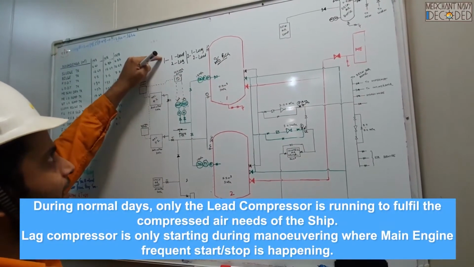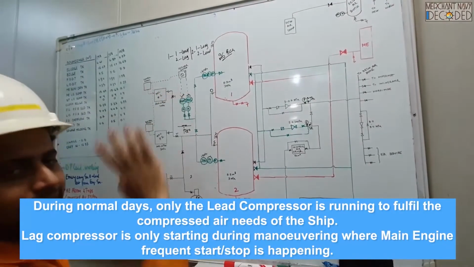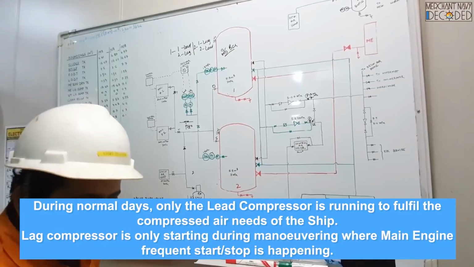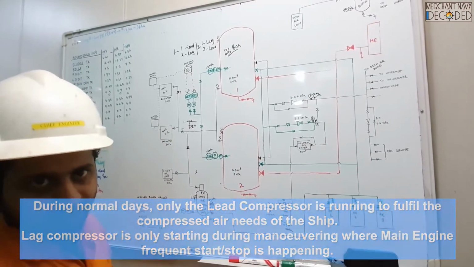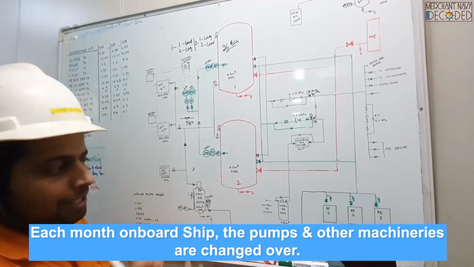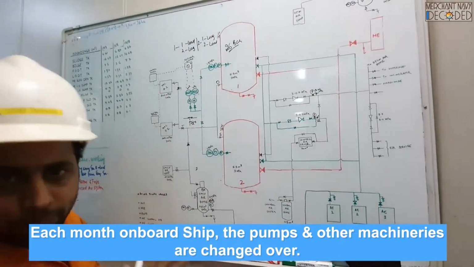And adjusting of lead lag: now why is this selector switch given? Say number 1 is in lead and number 2 is in lag. So in normal circumstances, always number 1 will be running all the time and number 2 will be resting. It is only during maneuvering when there are too many frequent kicks that number 2 will be running, right? But all the time number 1 will be running. But every month we have to change over. For one month you have run number 1 compressor full month. Now maybe you should run number 2 compressor for the next month.